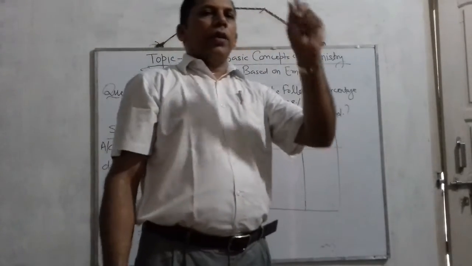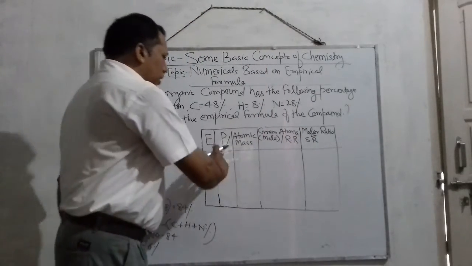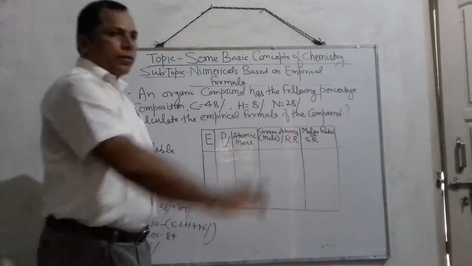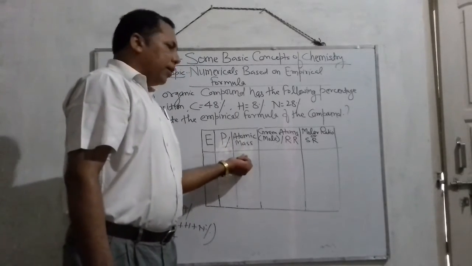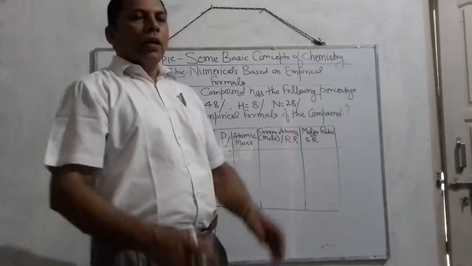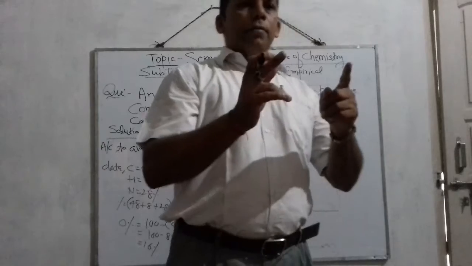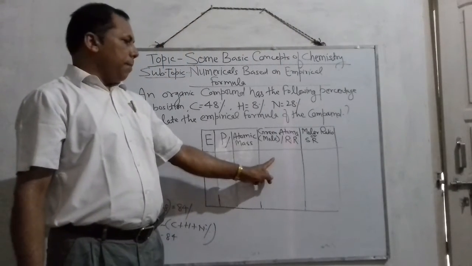The next column is gram atoms, also known as moles, or simply as the relative ratio. So what is the relative ratio? It is the division of percentage by atomic mass. If the percentage of the element is divided by the atomic mass of the element, then you will get the relative ratio of that element. Must remember it, this point is very crucial.